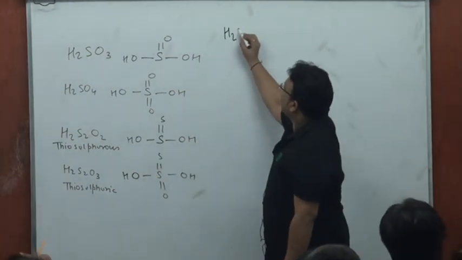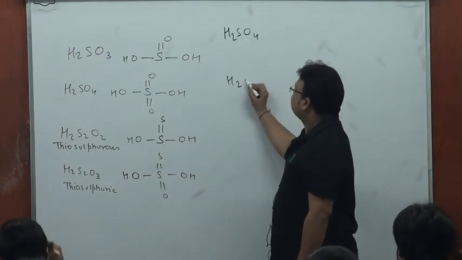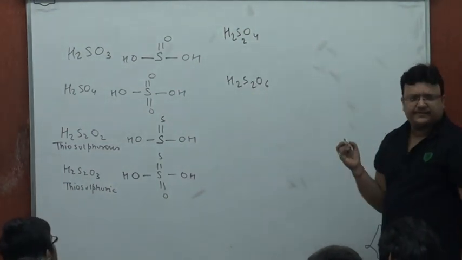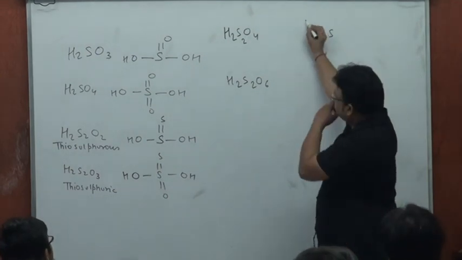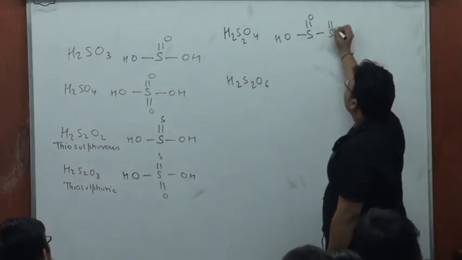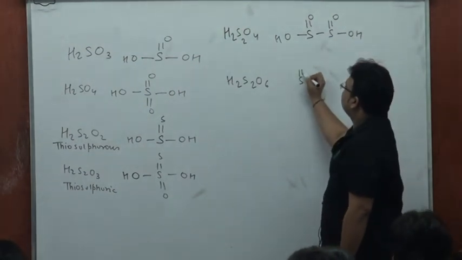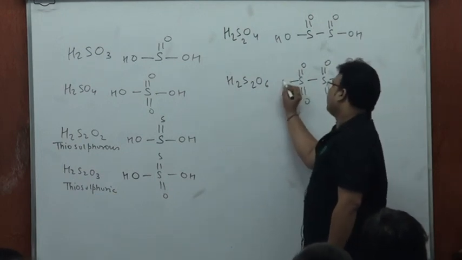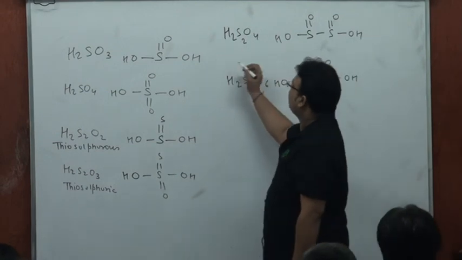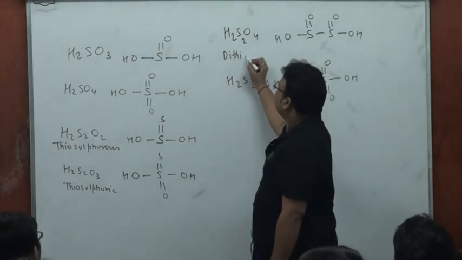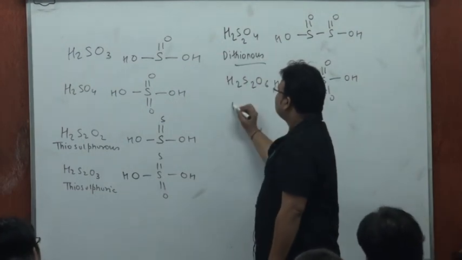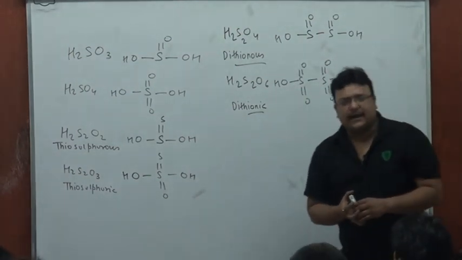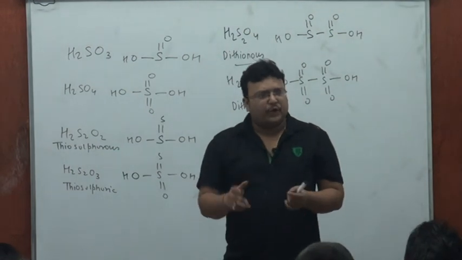Moving on, H2S2O4, and H2S2O6 would be symmetrical structures. Again, some of you could draw it correctly. I have seen this is called dithionous. This is called dithionic. Now, when you call it dithionous or dithionic, you are putting both sulfur at par.